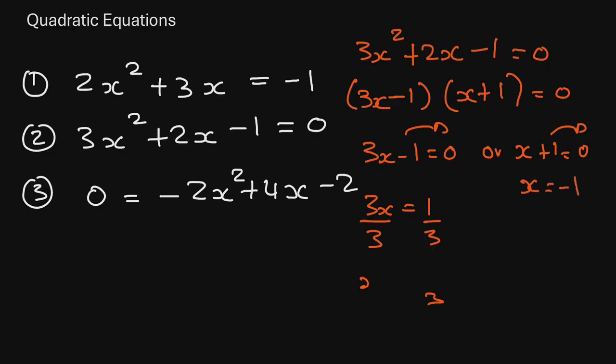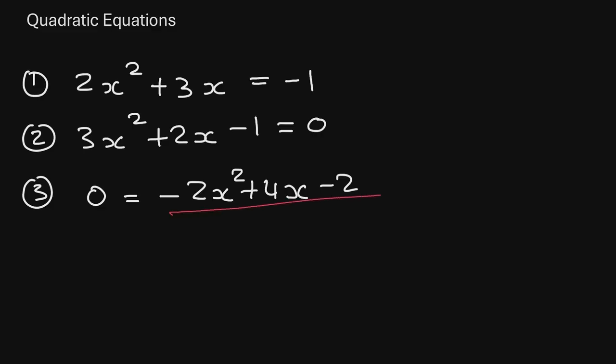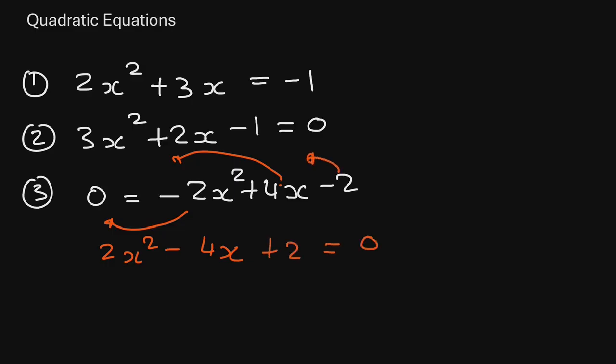Now let us look at the last problem. On the last problem, we can also see that we have a quadratic expression. We have x squared, x, and a constant. But now our coefficient of x squared is negative. If this is the case, you just transpose everything to the other side of the equation. Remember, when you transpose everything, everything changes sign. So it's going to be 2x squared, then negative 4x, and then positive 2, and then this is equal to 0.